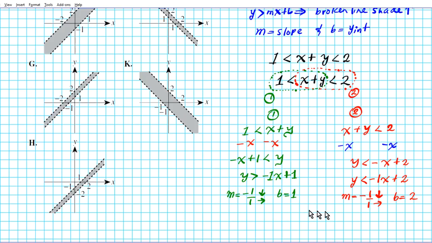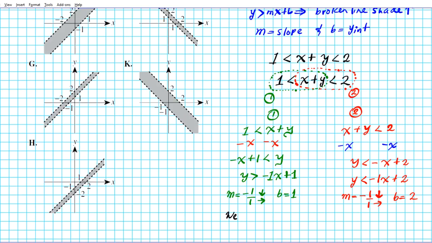If you take a look at these two lines, what do you notice? They have identical slopes. They both have a slope of negative 1. So they are going to be parallel because if two lines have the same slope, they'll be parallel. We have two lines that are parallel and have y-intercepts of 1 and 2. Okay, let's go ahead and write that down.